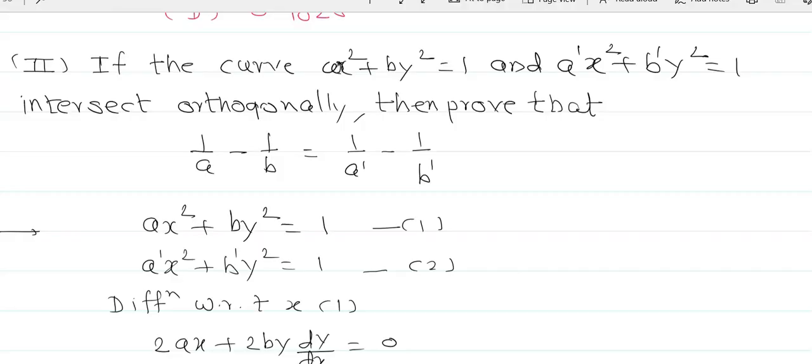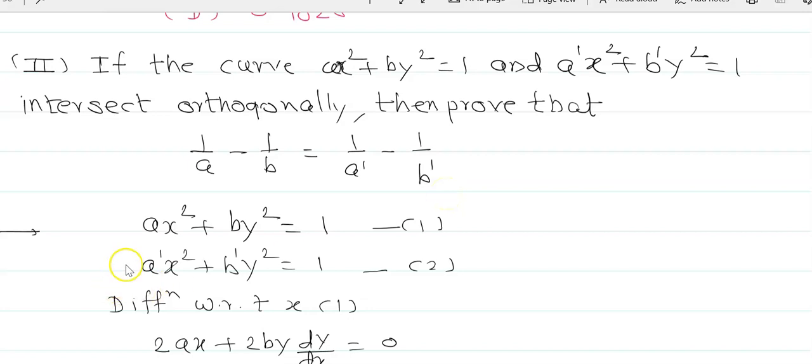Friends, this is question number 2 of the miscellaneous exercise for the application of derivatives. If the curves ax² + by² = 1 and a'x² + b'y² = 1 intersect orthogonally, then prove that 1/a − 1/b = 1/a' − 1/b'.